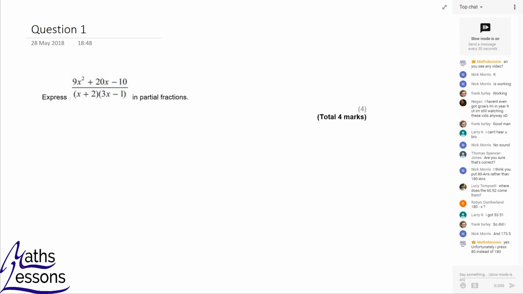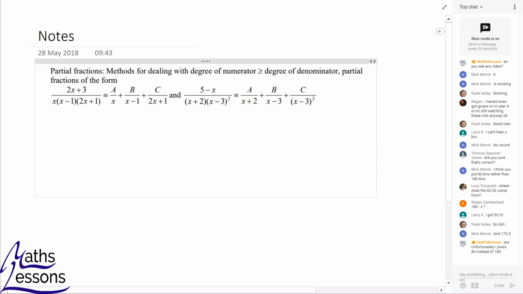Anyway, this is the partial fractions section. The two types of partial fractions you need to be able to do are these two. You also need to know how to deal with it when the numerator has a greater degree than the denominator, and that basically is you divide out the fraction first. Then you need to be able to do standard partial fractions and ones where you have a repeated factor, and know that this is the way you deal with both.